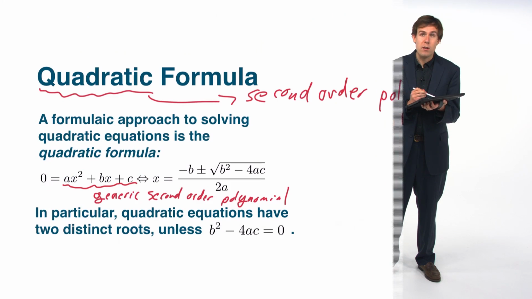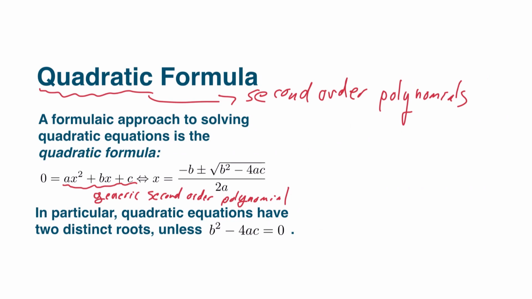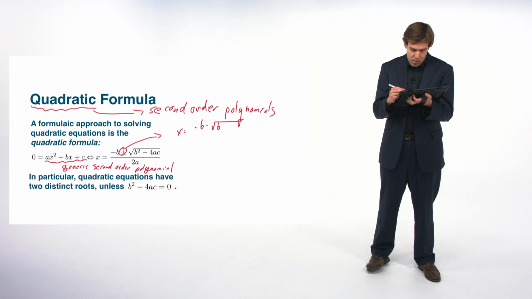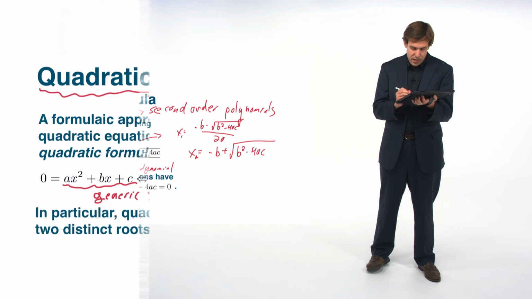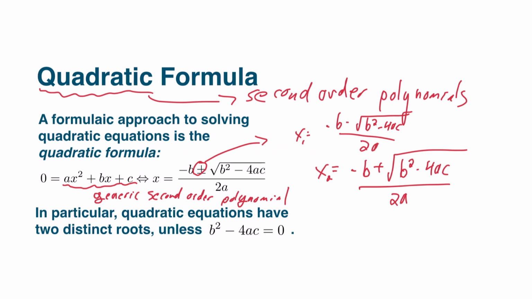The solutions are going to be x equals minus b plus or minus, this is important, square root of b squared minus 4ac, and then I divide everything by 2a. So the plus minus here says one solution will look like negative b minus square root of b squared minus 4ac over 2a. And another solution, so I'll call this x1, I get another solution, x2, given by negative b plus square root of b squared minus 4ac over 2a.